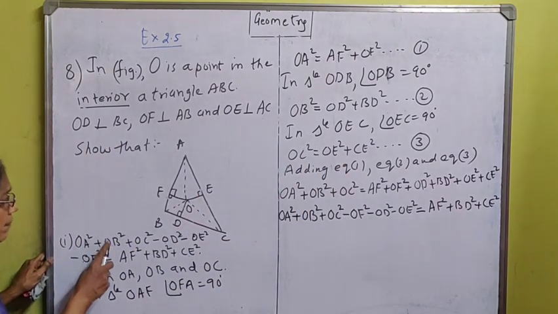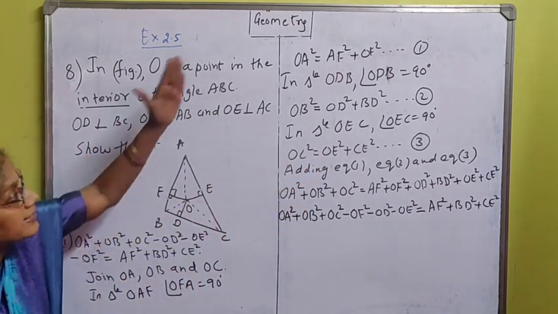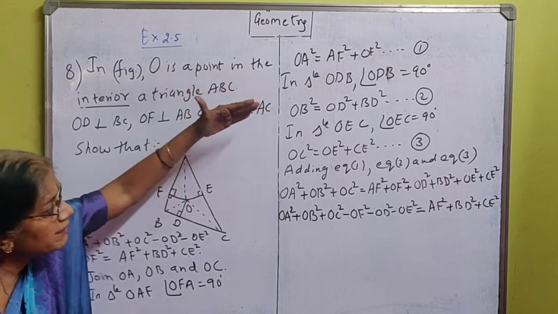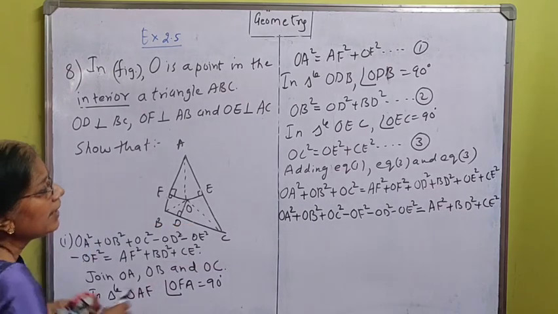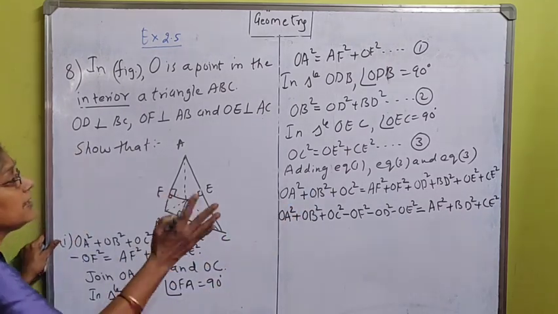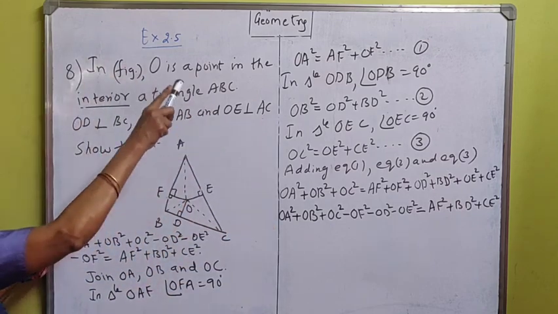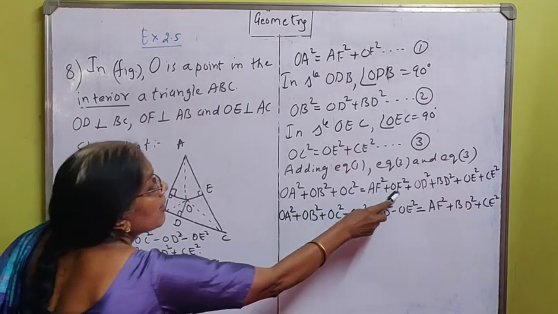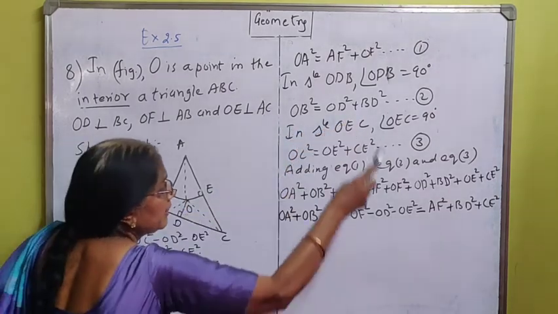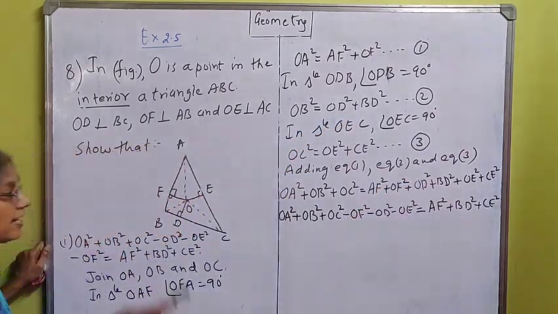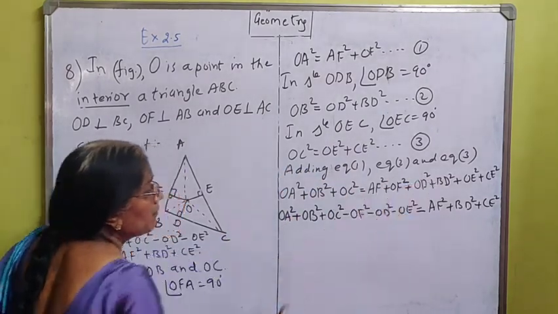Now we want OA square plus OB square plus OC square, because we have to add all the three equations. So the left hand side OA square, the left hand side OB square, the left hand side OC square in equations 1, 2 and 3, you are adding OA square plus OB square plus OC square. Similarly, whatever is there in the right hand side, that also you have to add. So first equation right hand side is AF square plus OF square, plus. In second equation the right hand side is OD square plus BD square, again plus. Third equation right hand side OE square plus CE square.